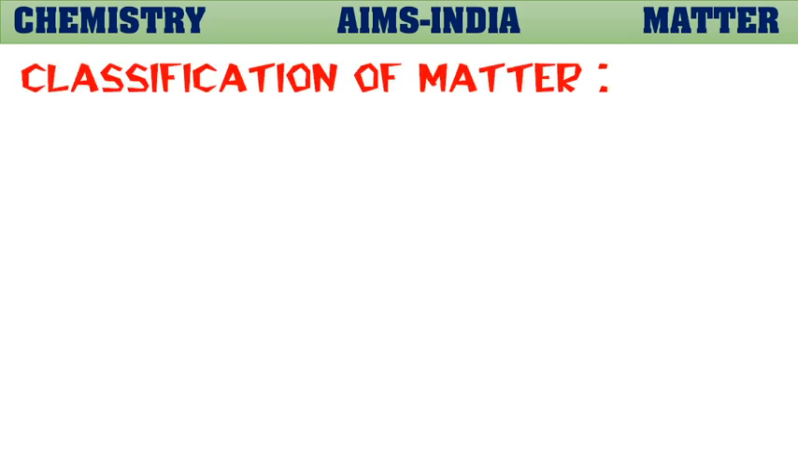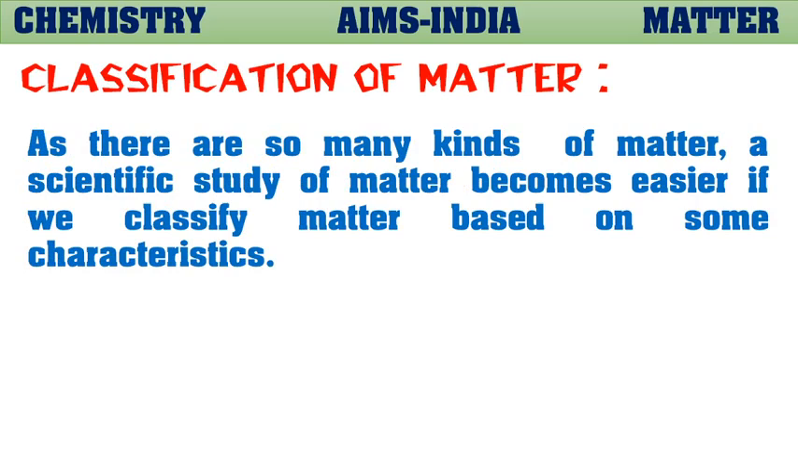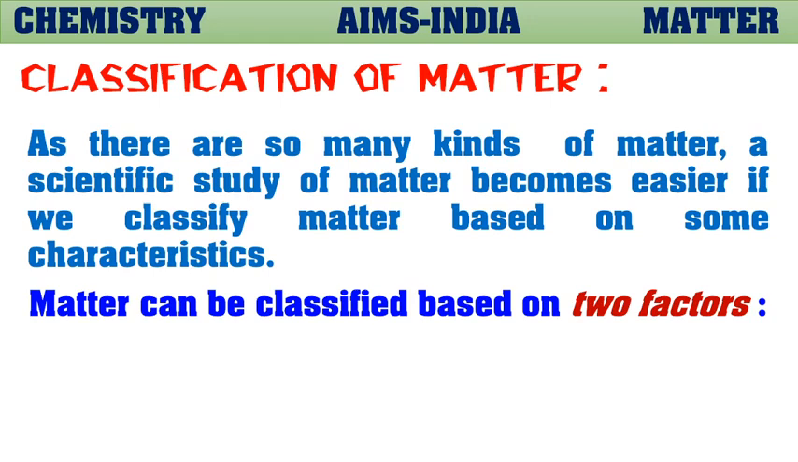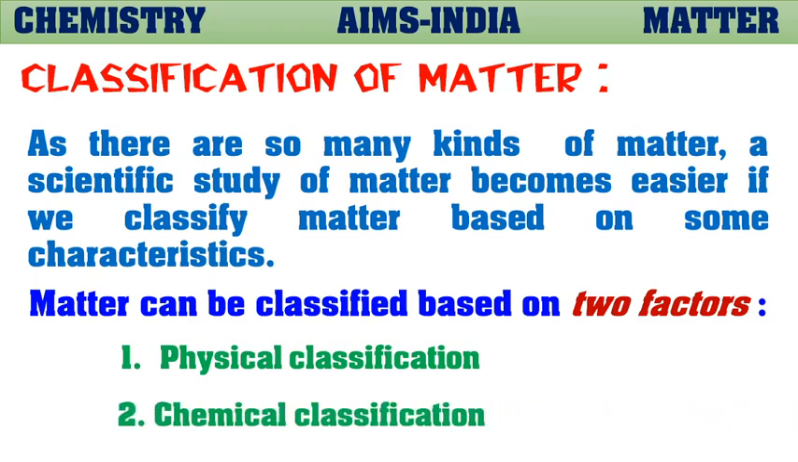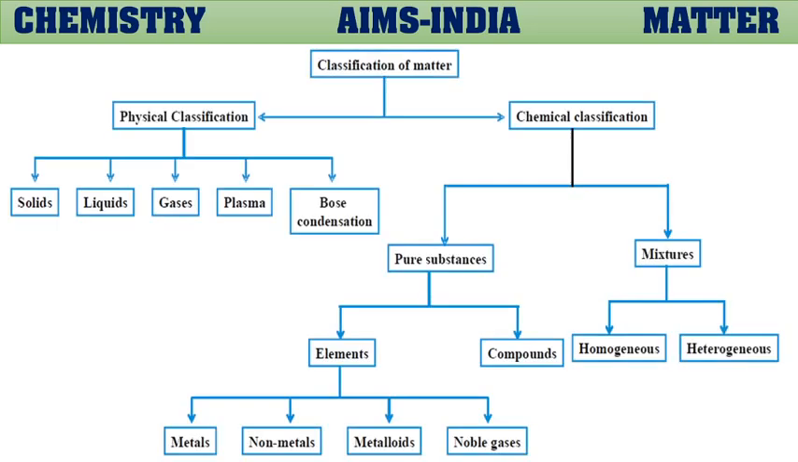Now let us see the classification of matter. As there are so many kinds of matter, a scientific study of matter becomes easier if we classify matter based on some characteristics. Matter can be classified based on two factors: physical classification and chemical classification. Based on the physical classification, matter can be classified broadly into 5 types. This is based upon the arrangement of molecules in the matter. The next one is chemical classification. In this, matter is classified based upon the purity of molecules.